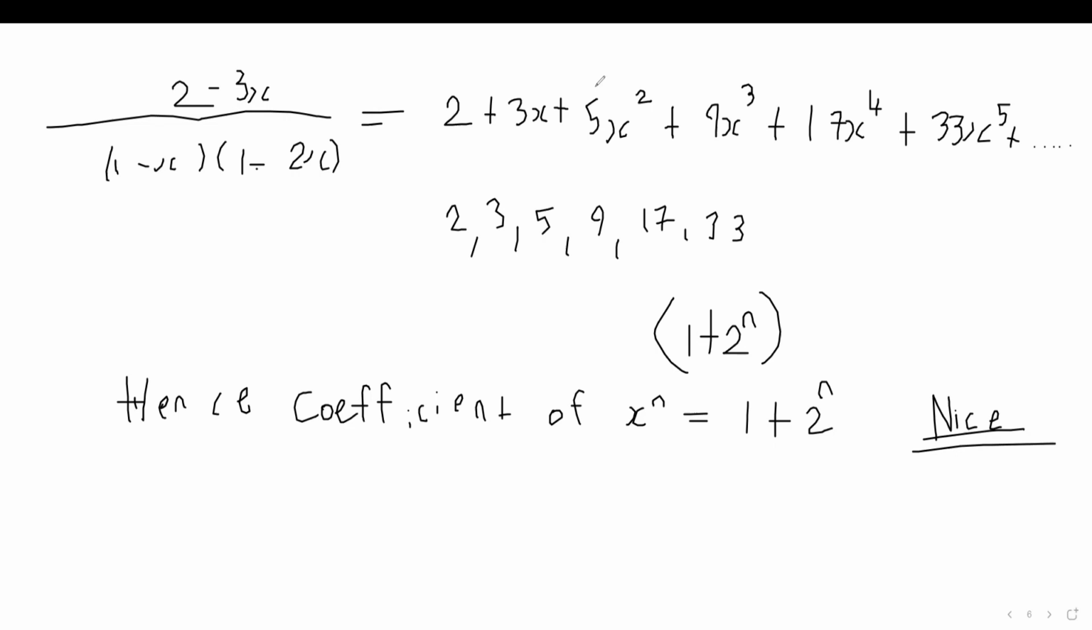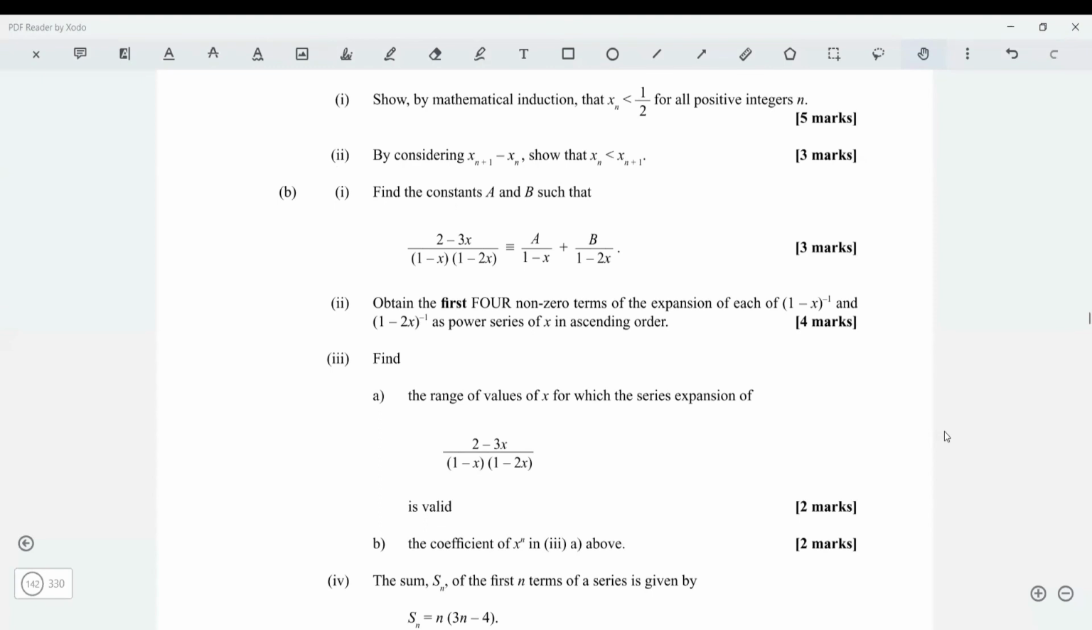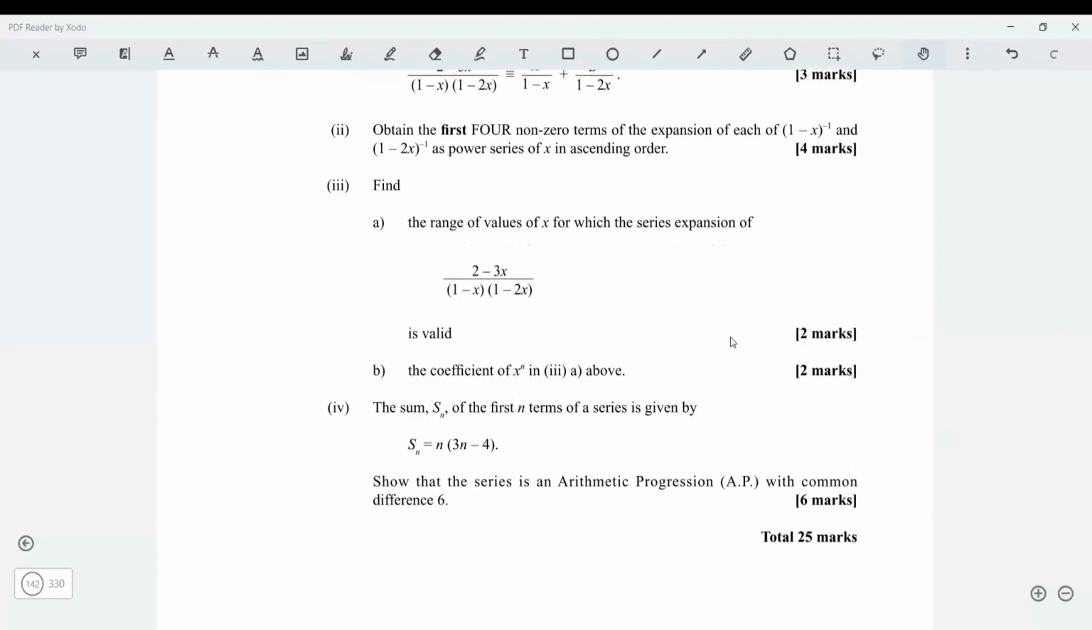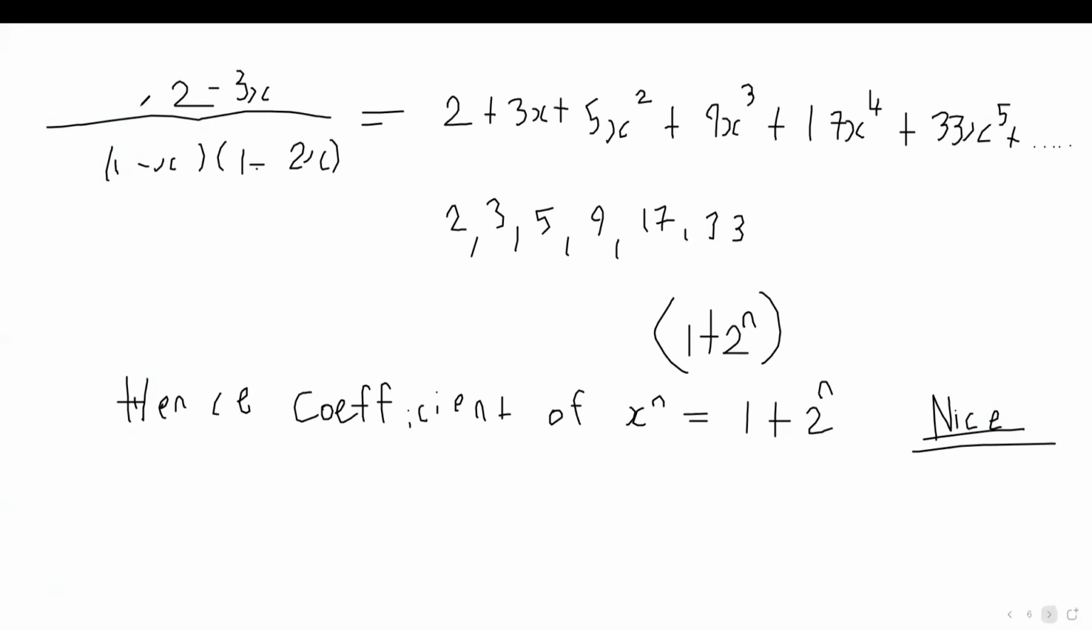Now this part says the sum Sn of the first n terms in a sequence is given by Sn is n times 3n minus 4. And they say, watch the style: show that the series is an arithmetic progression with a common difference of 6. So we need to show it has a common difference of 6.